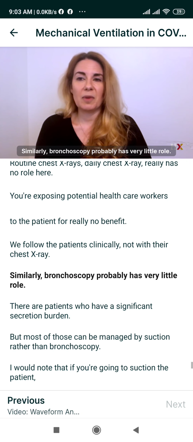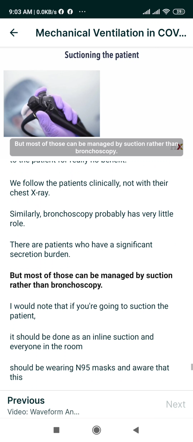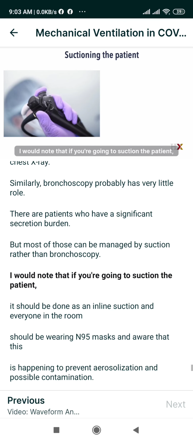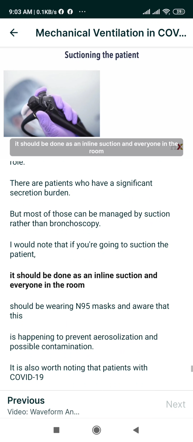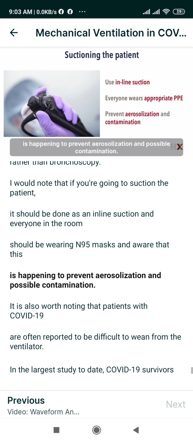Similarly, bronchoscopy probably has very little role. There are patients who have a significant secretion burden, but most of those can be managed by suction rather than bronchoscopy. I would note that if you're going to suction the patient, it should be done as an inline suction, and everyone in the room should be wearing N95 masks and aware that this is happening to prevent aerosolization and possible contamination.